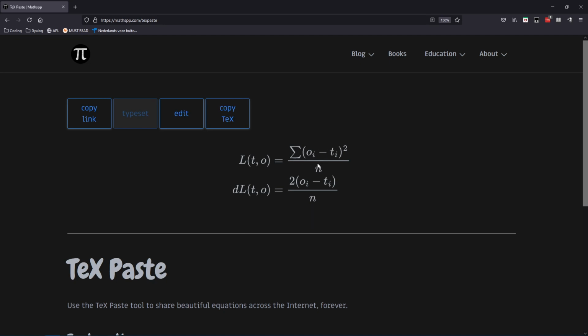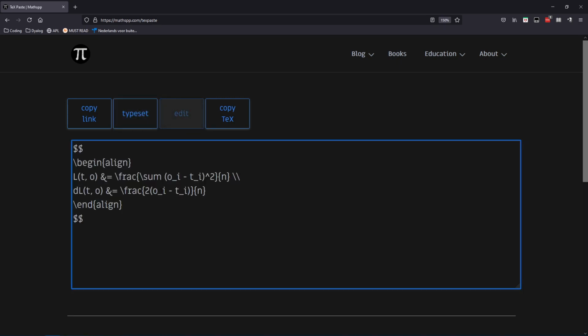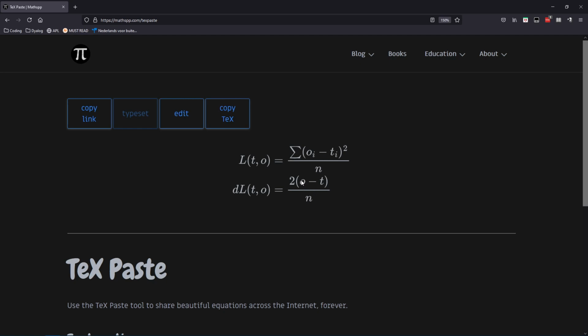If this is the loss function, then the derivative of the loss function with respect to the little o over here is going to be this. Actually, I don't know why I have those indices over there, so it's actually this. It's the difference between the two, o minus t, 2 times that, and then divided by n, where n is that same number of elements. So go ahead and pause the video and try to implement this by yourself, and then I'll show you how I would do it.